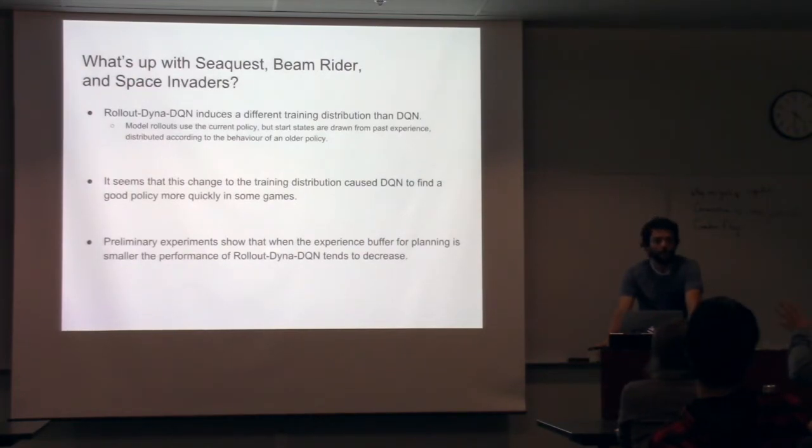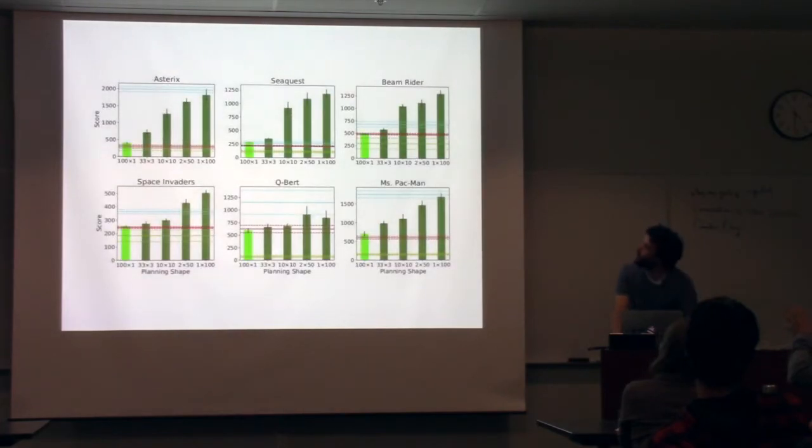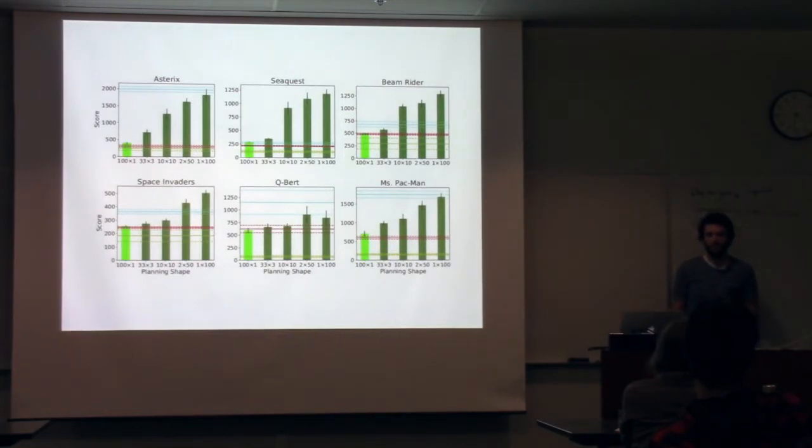What are you trying to explain? Why, with the same number of updates to the value function, can Seaquest outperform DQN? Right. Because they're seeing the same amount of new experience, and they're doing the same amount of updates. Now, the rightmost thing, 1 by 100, is only getting one simulated experience, 100 steps long, and then sticking it in to be replayed. So it's really getting many fewer updates.